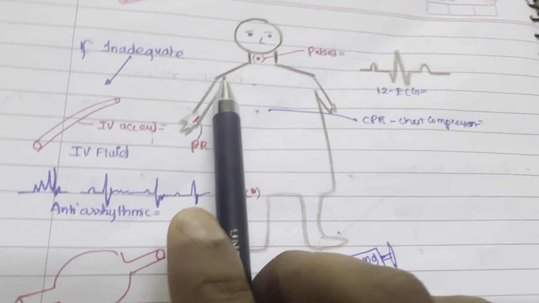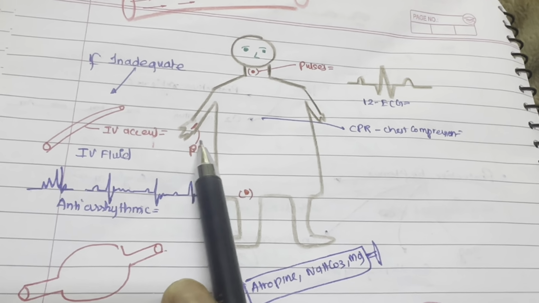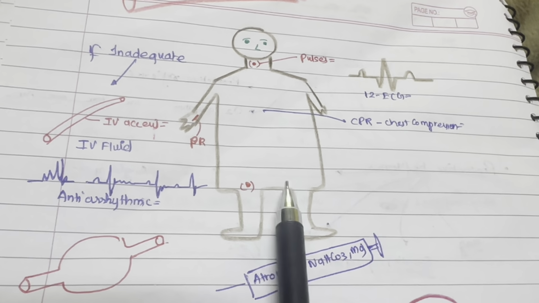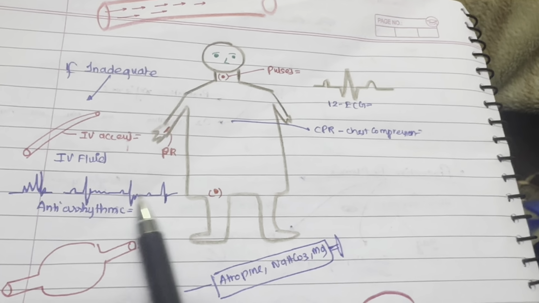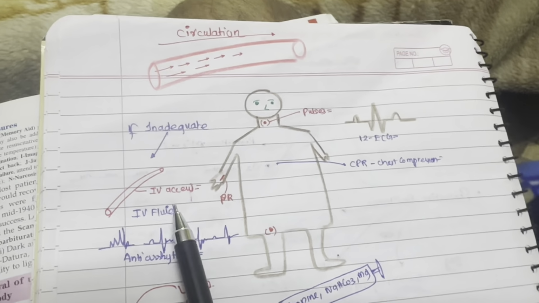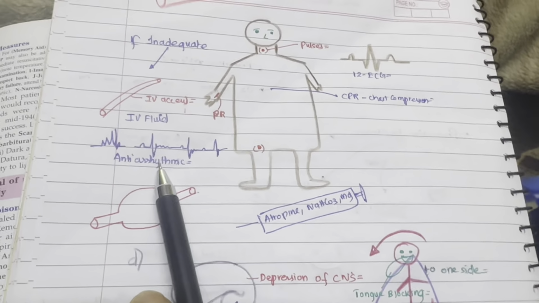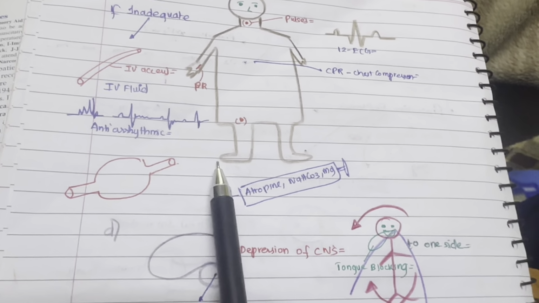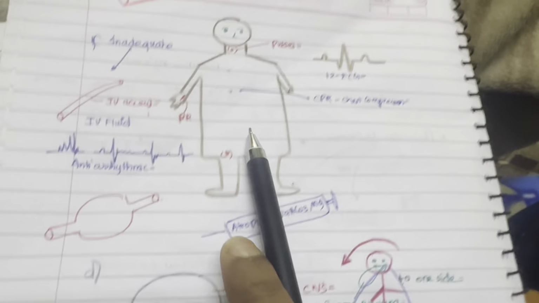Then next is circulation. Assessment by noting the presence or absence of radial, femoral, carotid pulses, start continuous cardiac monitoring, 12 lead ECG. If inadequate, secure IV access, IV fluid administration, cardiac antiarrhythmic therapy, vasoactive agents, atropine, sodium bicarbonate, magnesium, then CPR compression.